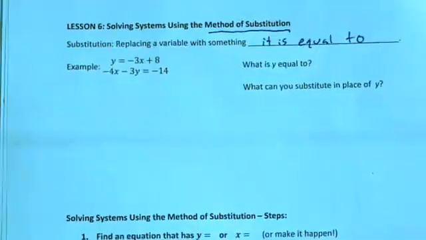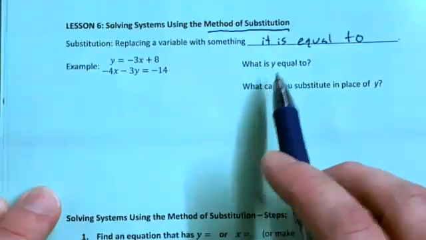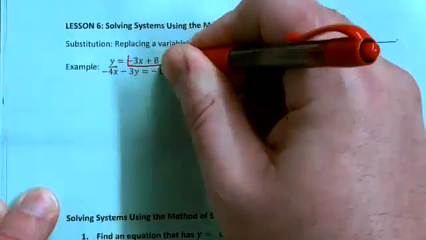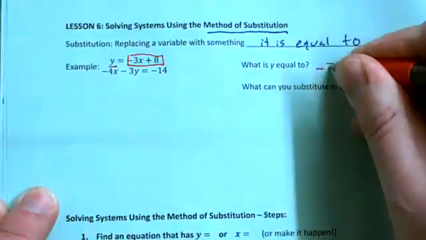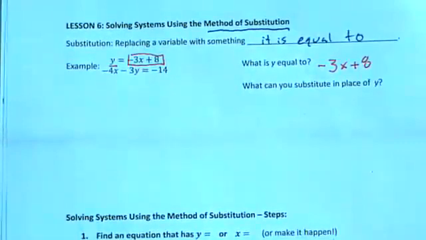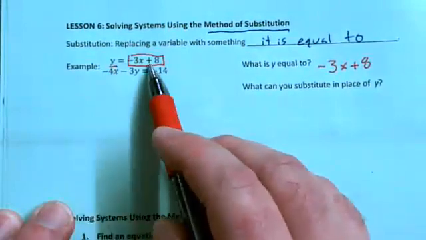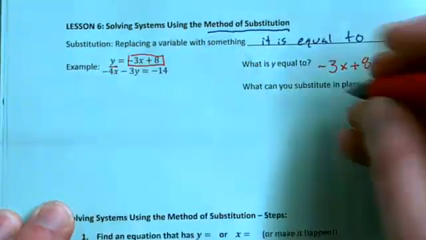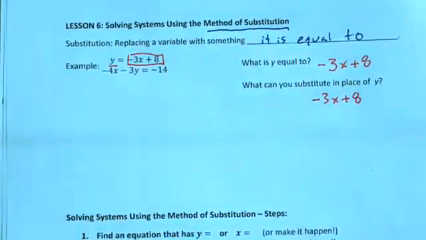Okay, so in the system of equations here, it asks us the question, what is y equal to? And I can see from this first equation that y is equal to negative 3x plus 8. So what that means is any place I see a y, I can substitute or replace it with the thing that it's equal to. I can replace it with negative 3x plus 8. And we're going to use this to our advantage to solve this equation.